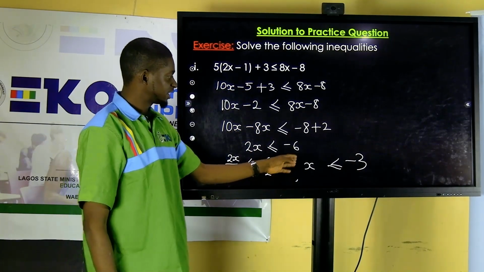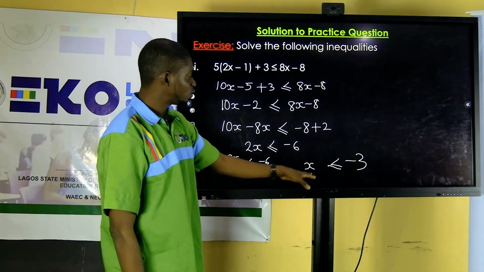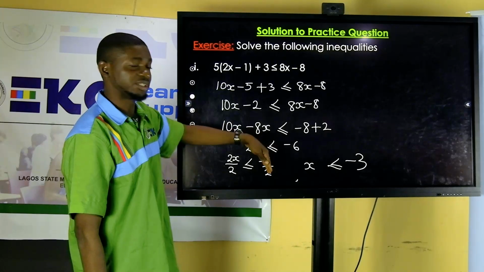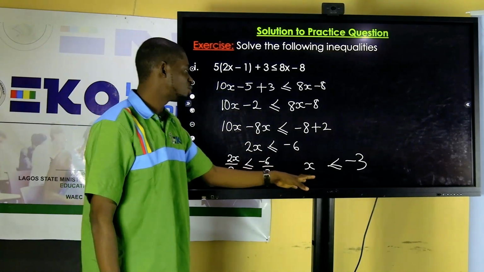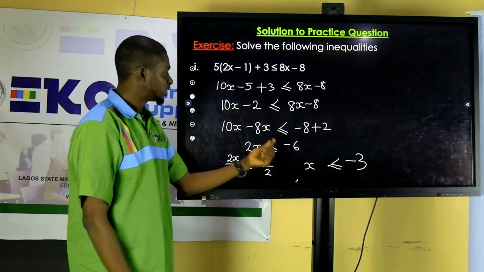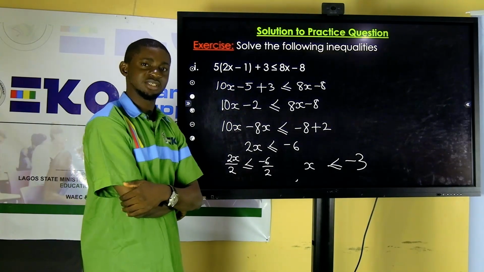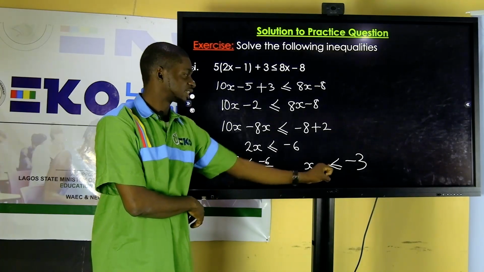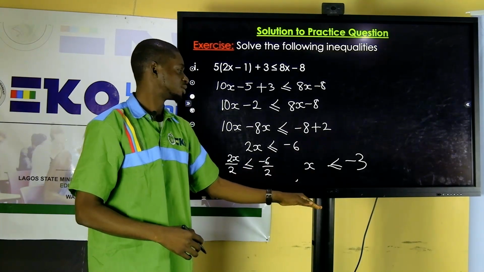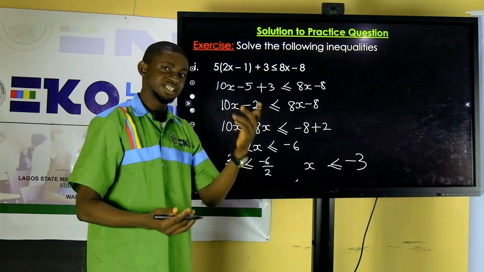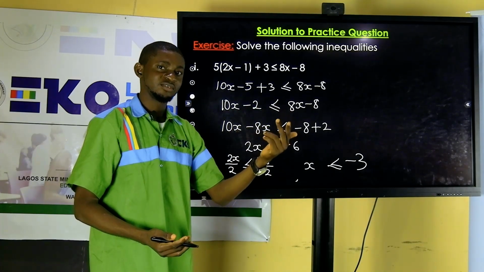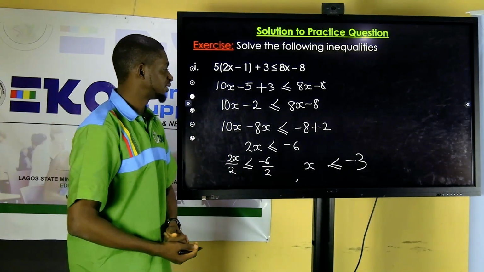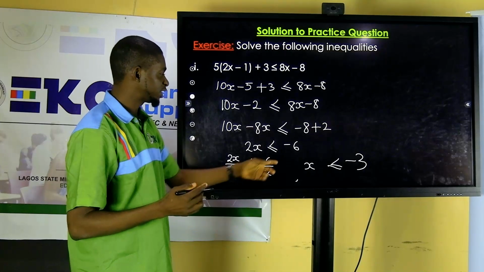What is that telling us? This is telling us that the value of x that satisfies this inequality starts from negative 3 downward. That is, any value from negative 3 down is the value of x that satisfies this inequality. So what are those values? Yes, negative 3. It starts from there because it's an inclusive inequality. Negative 3, negative 4, negative 5, negative 6, and so on. Those are values less than negative 3. Interesting. Did you do the same thing?